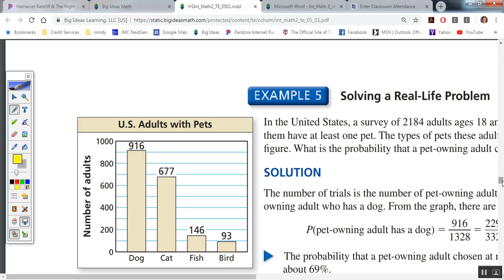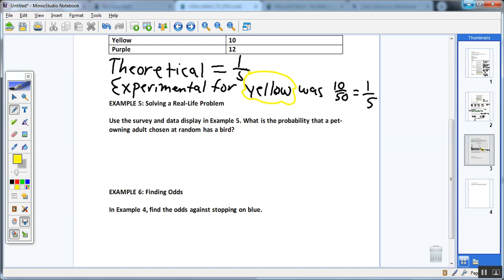Would you guys take a look at your example 5? What does example 5 say? It says survey data is solving a real life problem. I see example 4. Okay, so there's 2,184 people. How many people own a bird here, kids? 93. 93 out of 2,184. So that chart is there in your book. Okay, that's pretty simple, wasn't it? Yes, sir. Okay, so we're going to call this 93 out of 2,000.